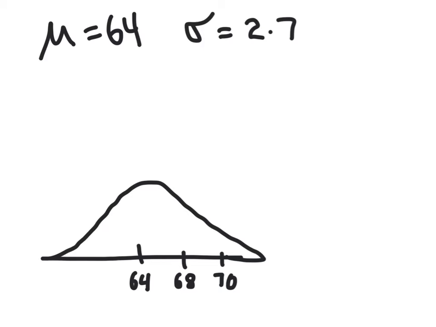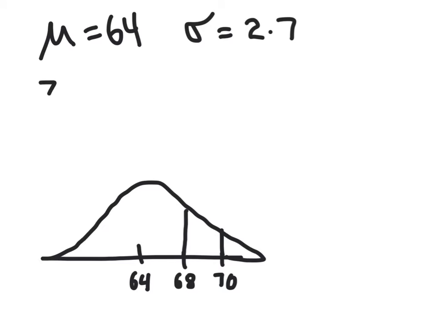Okay, so here we go. I want to find out the area between 68 and 70, right there. Now, I kind of have to know how many standard deviations I am above the mean. So how many of these 2.7s, is it 1, is it 2, is it less, is it 1.5? How many of these standard deviations am I above 64 to get to 68? How do we do that? Z-score.